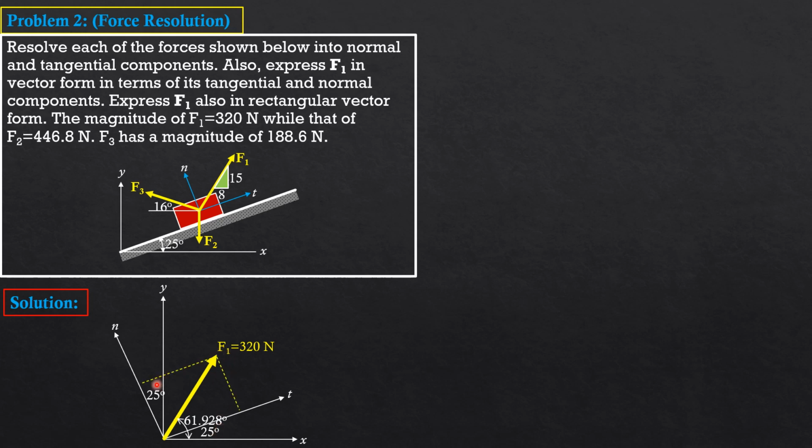So drawing the rectangle through the tips, take note that this is F1 tangential, which is directed towards the positive tangential axis, and this measure is equal to this angle here, 61.928 minus 25. So this is also 36.928, and this is F1T, and F1N. Both F1T and F1N are positive. They are directed towards their positive directions, respectively.